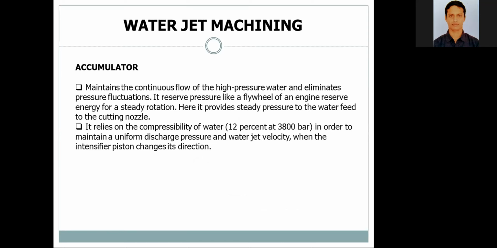Accumulator maintains the continuous flow of high pressure water and eliminates pressure fluctuations. We need a continuous pressure on the nozzle tip of the water jet. It reserves pressure like a flywheel of an engine reserves the energy for a steady rotation. Here it provides steady pressure to the water feed to the cutting nozzle. It relies on compressibility of water in order to maintain a uniform discharge pressure and water jet velocity. When the intensifier changes its direction, because the intensifier is a reciprocating pump which moves forward and aft, or we can say both sides.